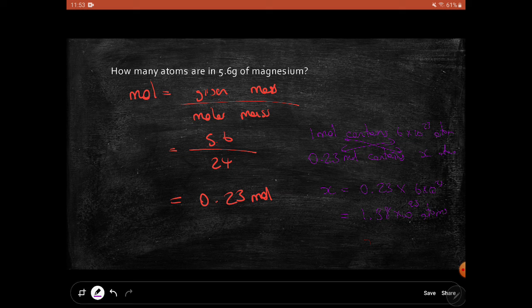Now it could be asked the other way as well, where it gives you the number of particles and you should find the mass. But once there is no direct link between the two quantities in a question, know that you must first find the number of moles before you can move on.